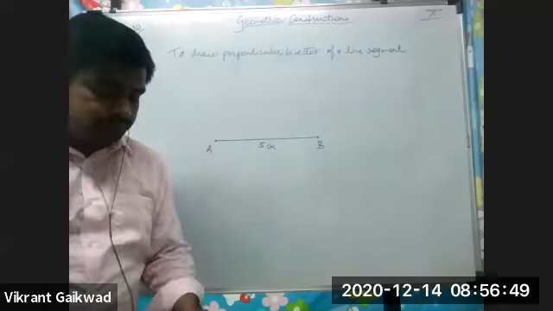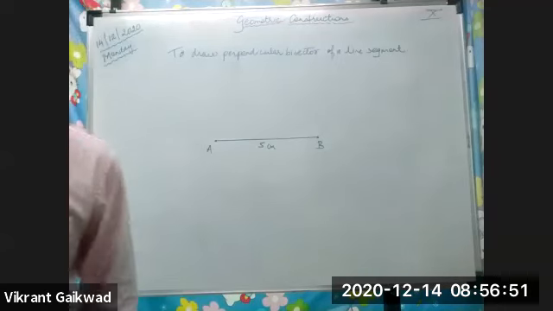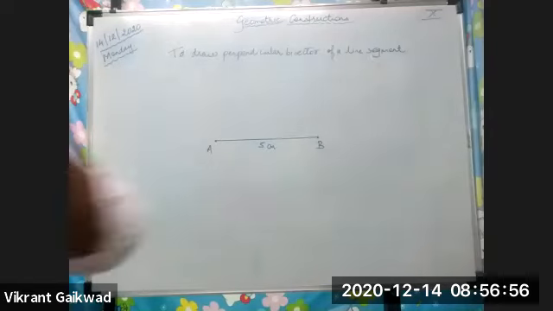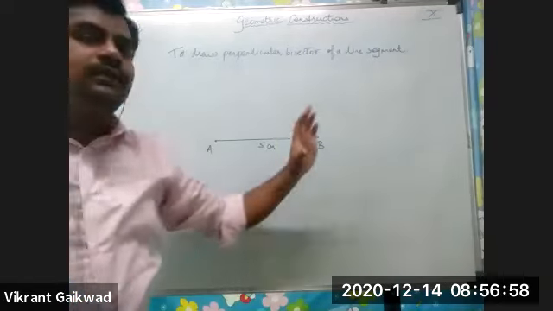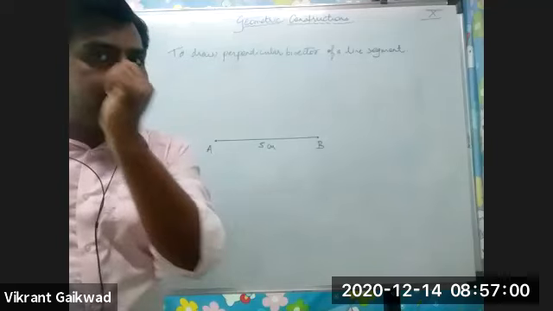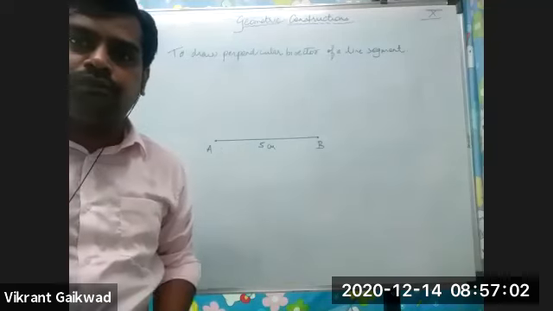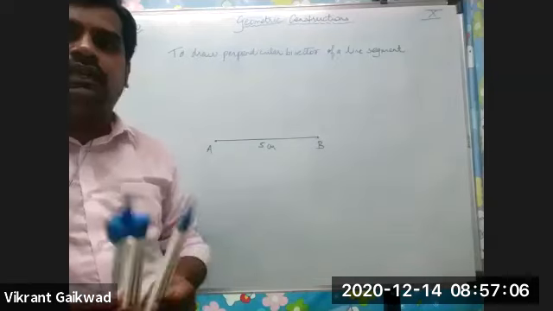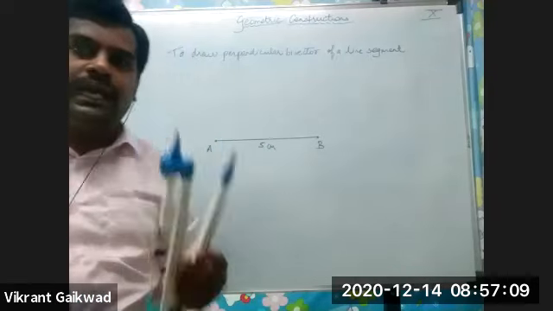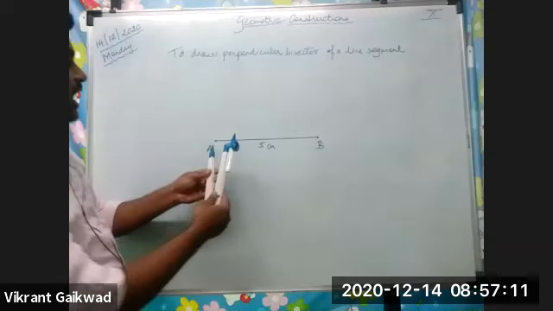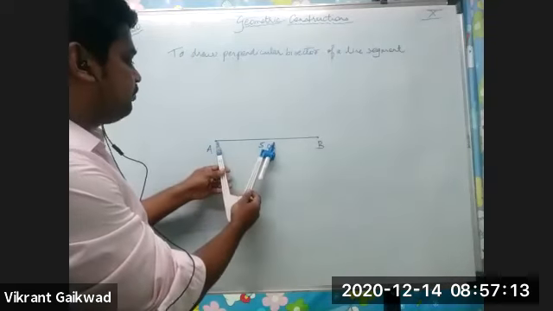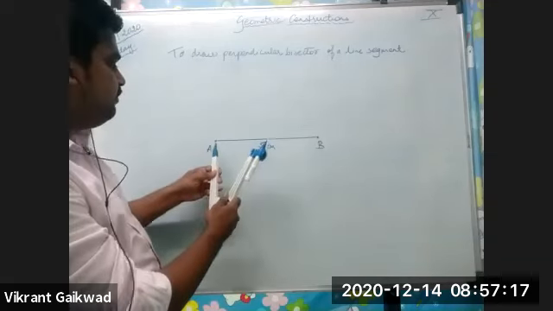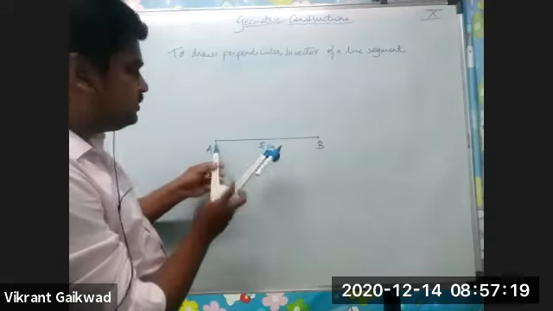You can draw perpendicular bisectors for any side of a triangle also. Say this is a line segment of 5 centimeters. Now if you have to draw the perpendicular bisector of this, take your rounder, and take more than half the distance of AB on your rounder. It can be anything. Is this clear?